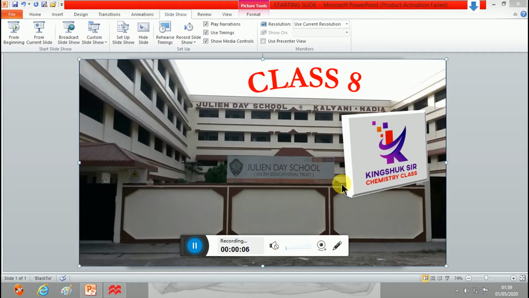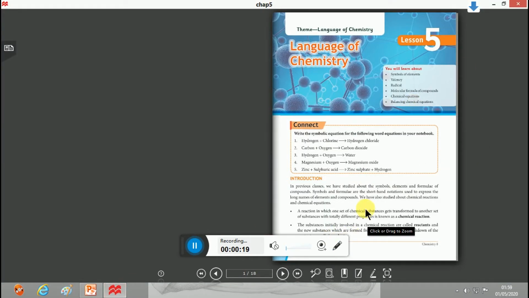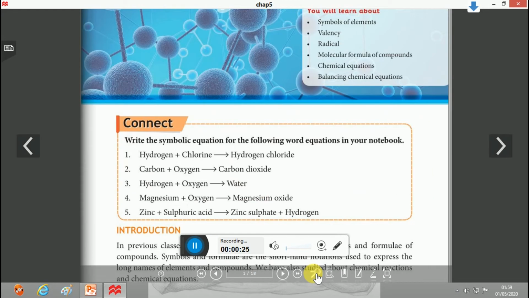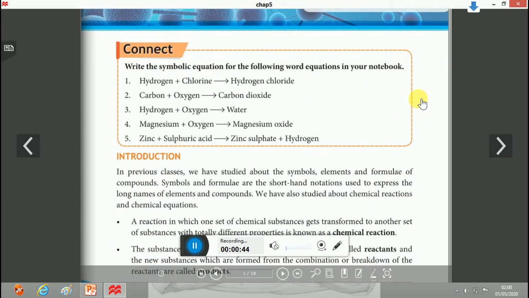Today we'll discuss radicals, basic radicals, acidic radicals, and how to write the chemical formula of a compound. This is lesson number 5, Language of Chemistry. In this chapter, you will learn about symbols of elements, valency, radicals, molecular formula, chemical equations, balancing chemical equations, and more.